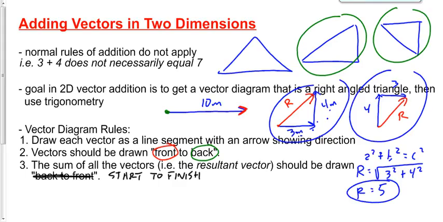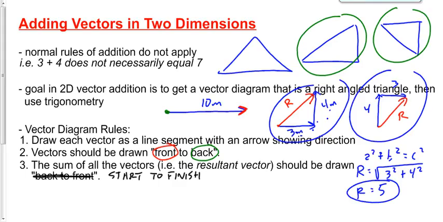Well, now I'm saying we're going to add vectors in 2 dimensions. We still add them, but we have to add them differently. 3 meters to the east, 4 meters to the north. What's my displacement now? 5 meters in a certain direction. We'll deal with that direction later on. Make some sense?